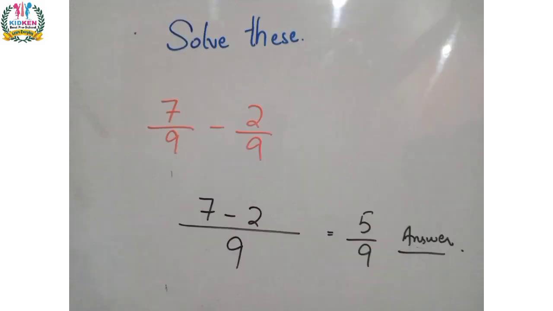Second question is: solve these. Our question is 7 upon 9 minus 2 upon 9. Again we have a subtraction in fraction or division form. Simply take the denominator 9 as common, and 7 minus 2 is 5. So our answer is 5 upon 9.